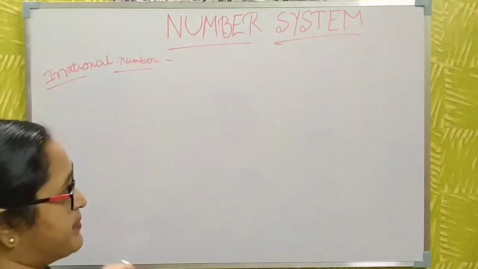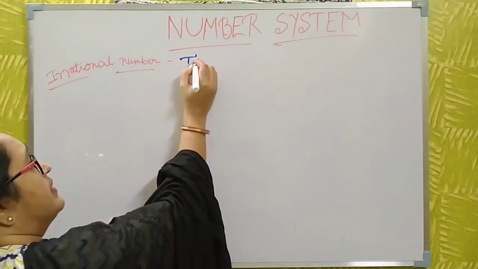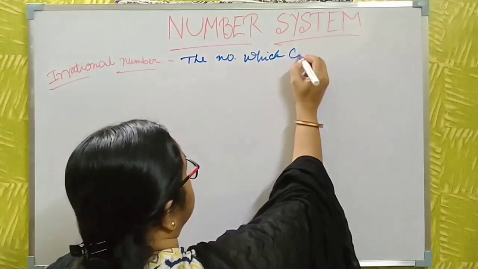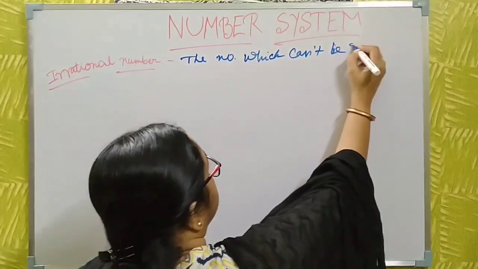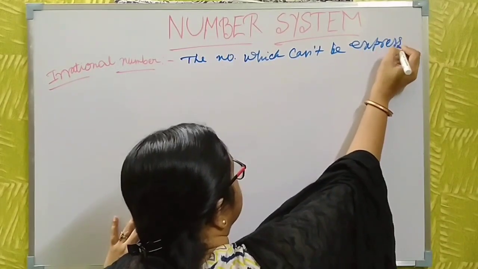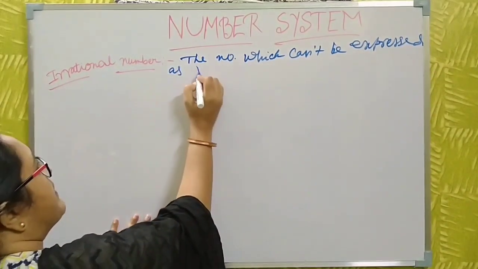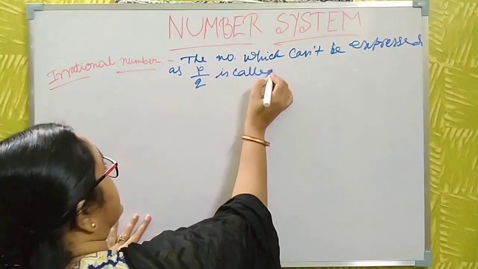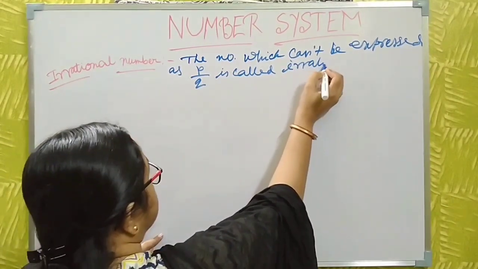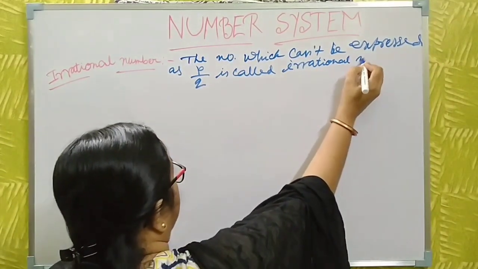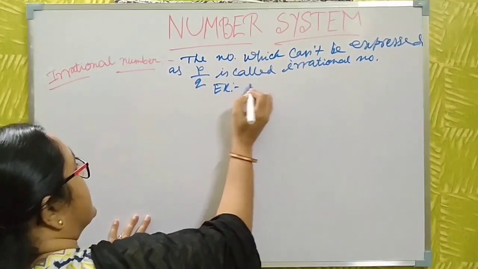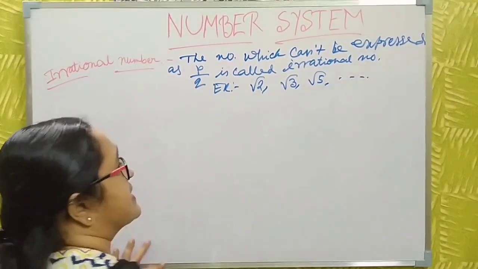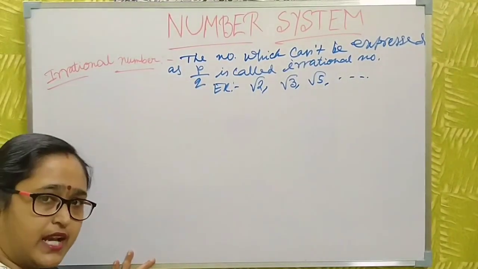An irrational number is a number which cannot be expressed as p by q. That is called an irrational number. Okay. What is an example of an irrational number? Root 2, root 3, root 5, like this. This is an example of an irrational number.